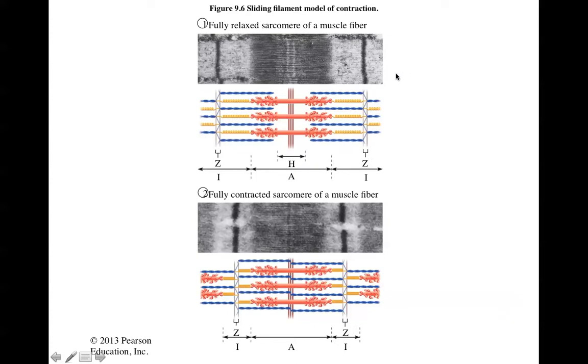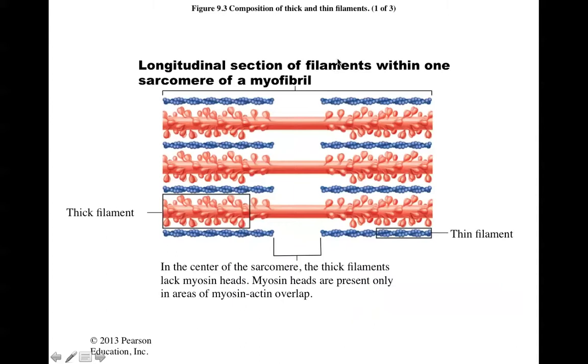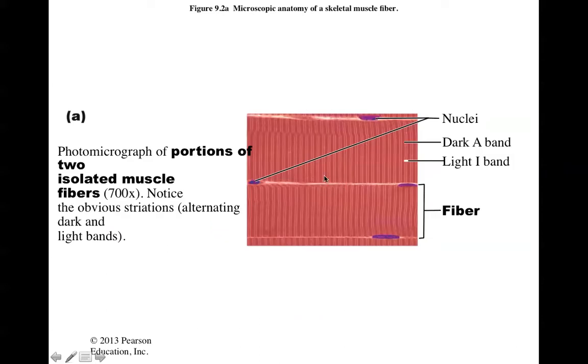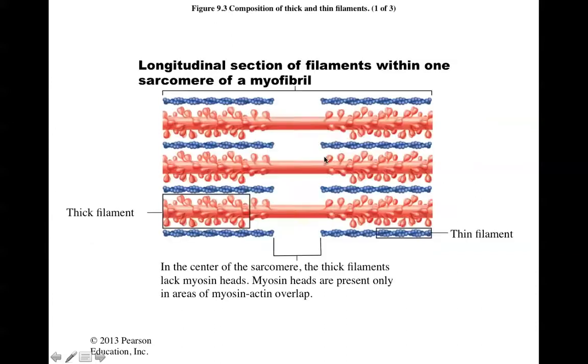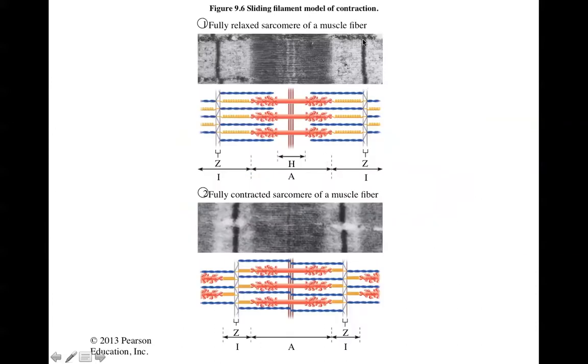The I band is the space in between the thick filaments. And again, if you look very closely at an I band, it's not entirely dark, it's not entirely light, it's actually got a little dark stripe down the center. And that dark stripe is the Z disc. So let's describe each of these things in turn.